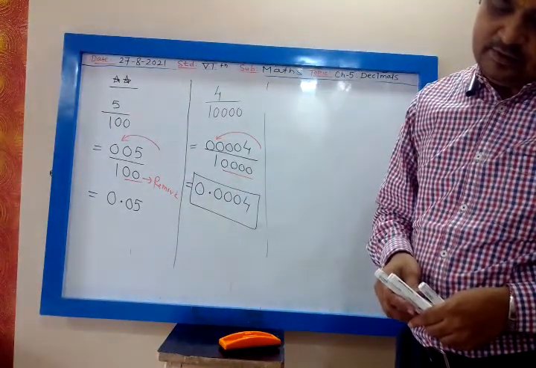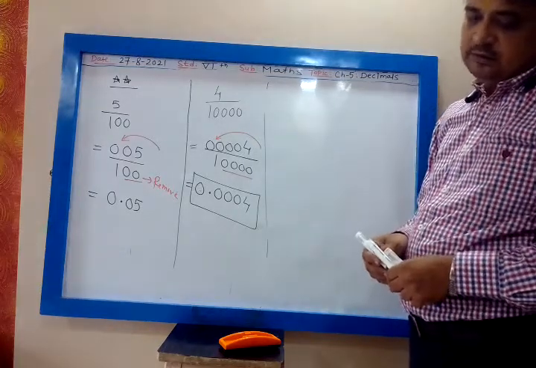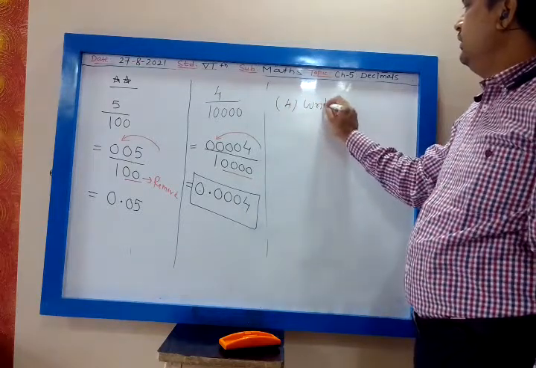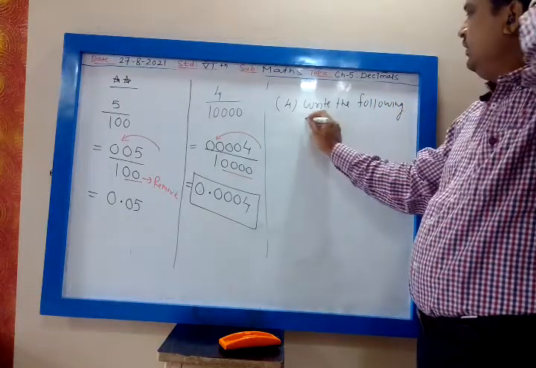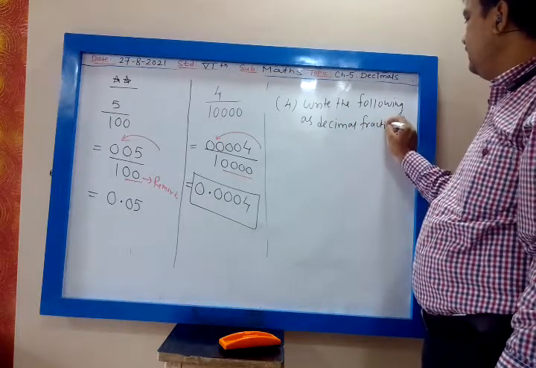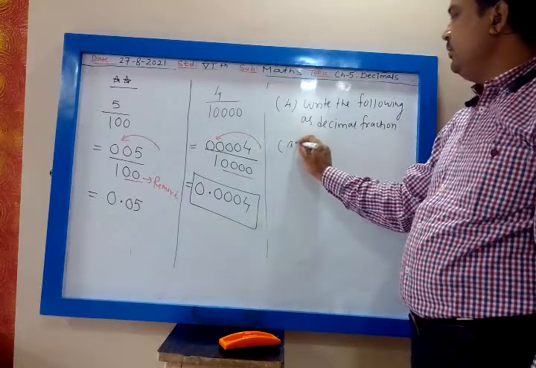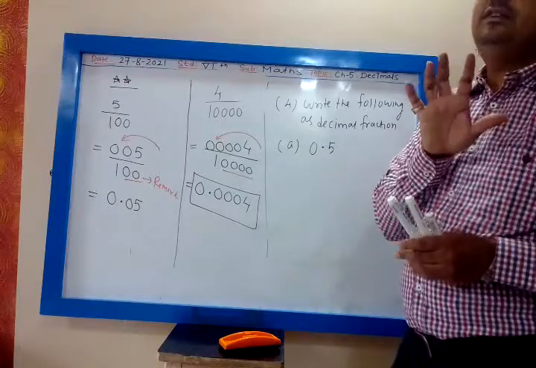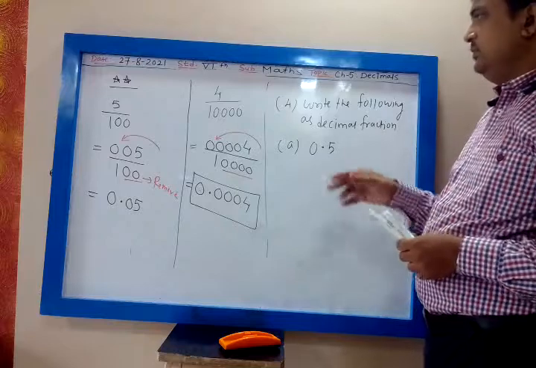Write the following as decimal fractions. First it is 0.5. Wait one minute, let me explain. Both are star questions.